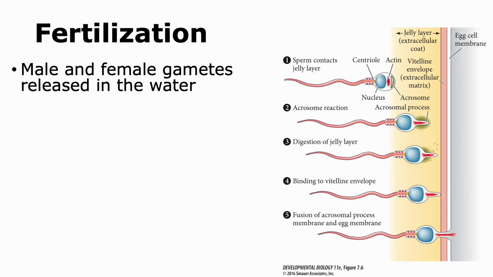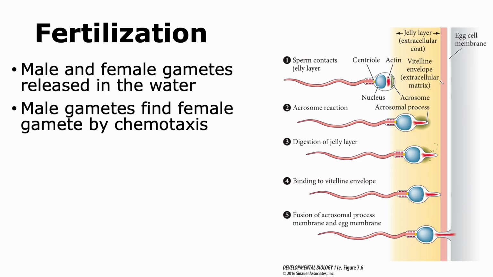Since fertilization in sea urchins is external, the male and female gametes are released in the water. The male gametes are able to find the female gametes or the eggs because the eggs secrete chemoattractants that are able to stimulate the male gametes, which then swim towards them through the process of chemotaxis.